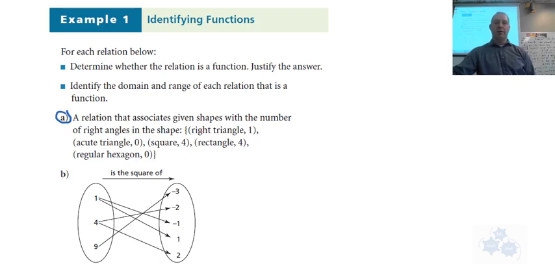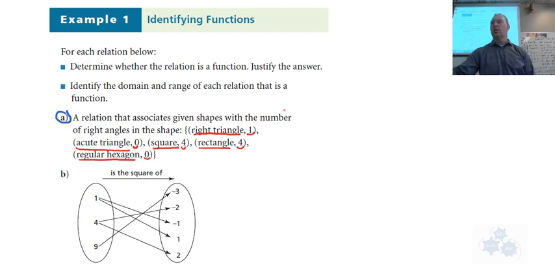So here we have a right triangle has one right angle. An acute triangle has 0 right angles. A square has 4 right angles. A rectangle has 4 right angles. A regular hexagon, 0. Okay. So is this a function or not?